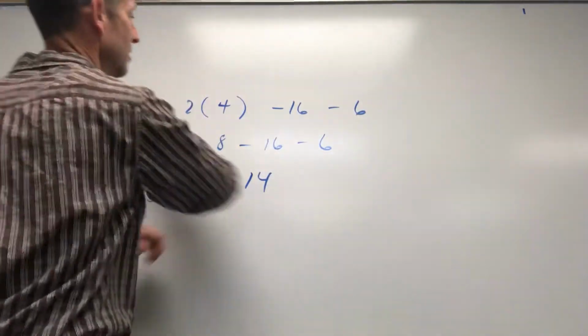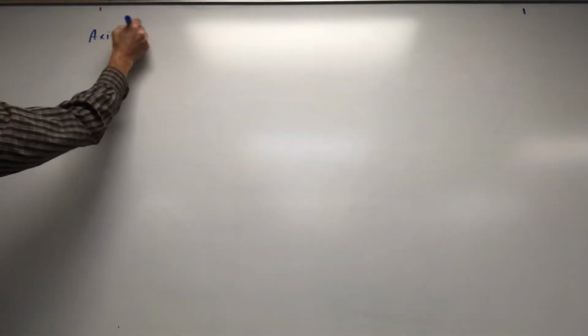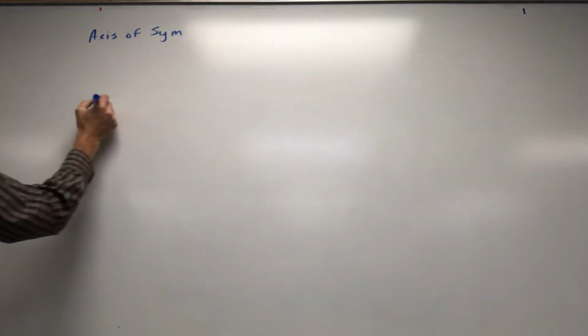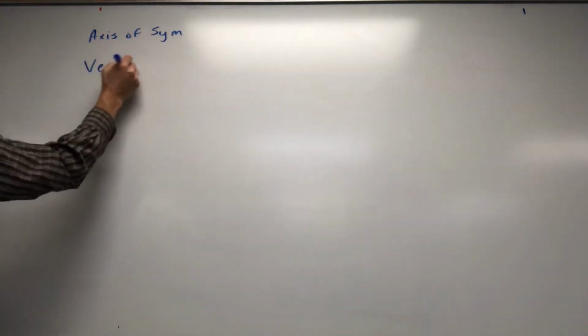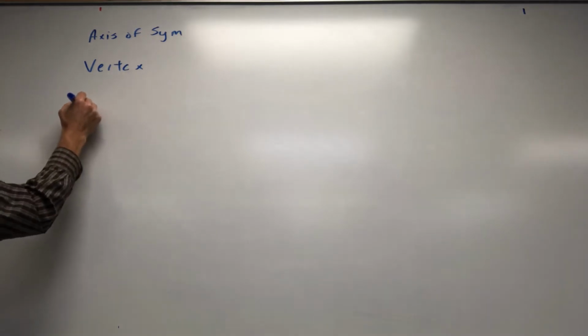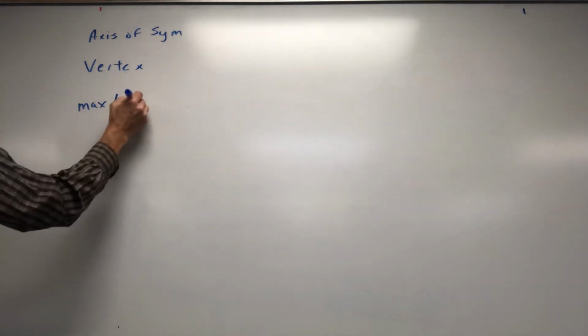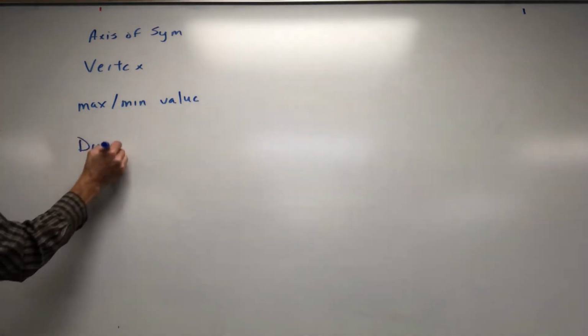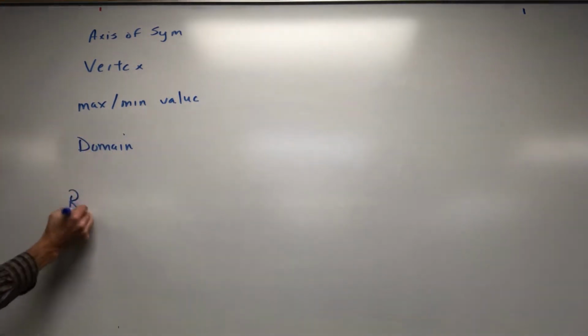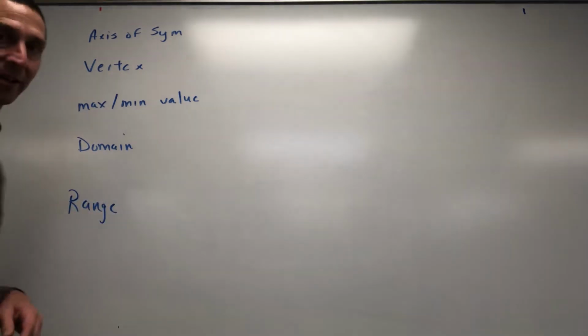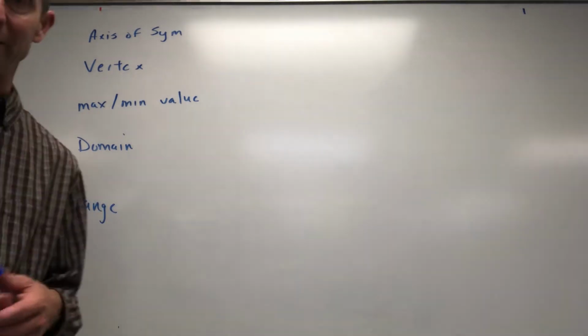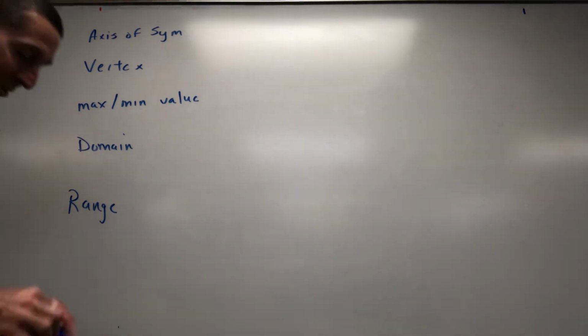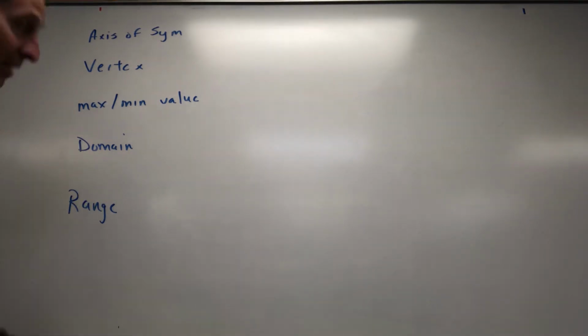Let's make the big list of everything you've got to find. Okay, here we go. So we're supposed to find 5 things. Axis of symmetry, vertex, we got to find our maximum or minimum value, then we got to find domain, and we got to come up with the range. So we've got domain going left, right, we got range measuring up, down. Let's sketch a little graph, and then we'll come up with our 5 answers.